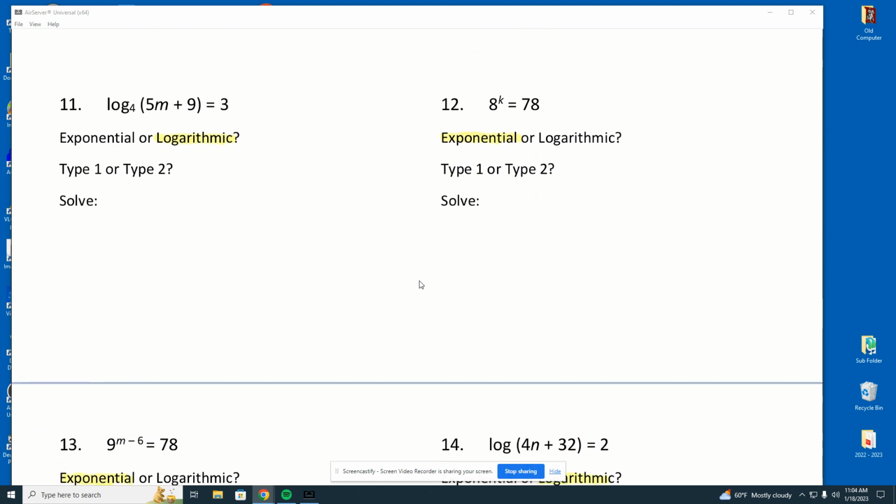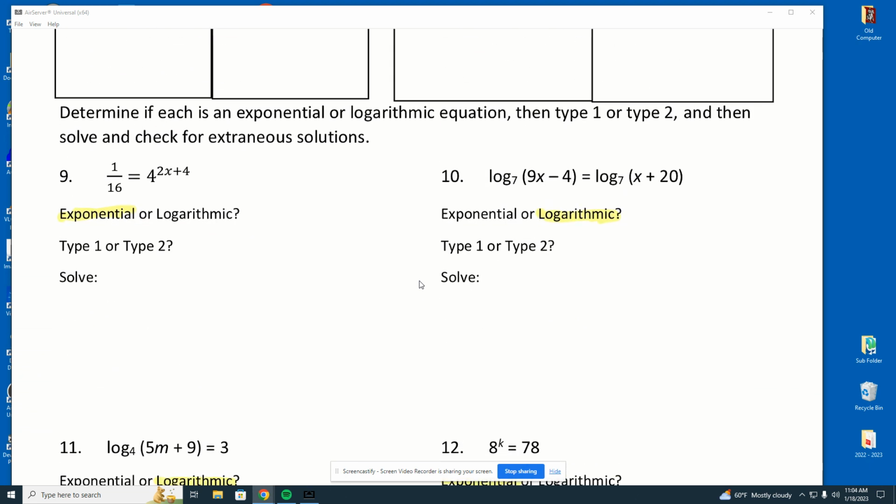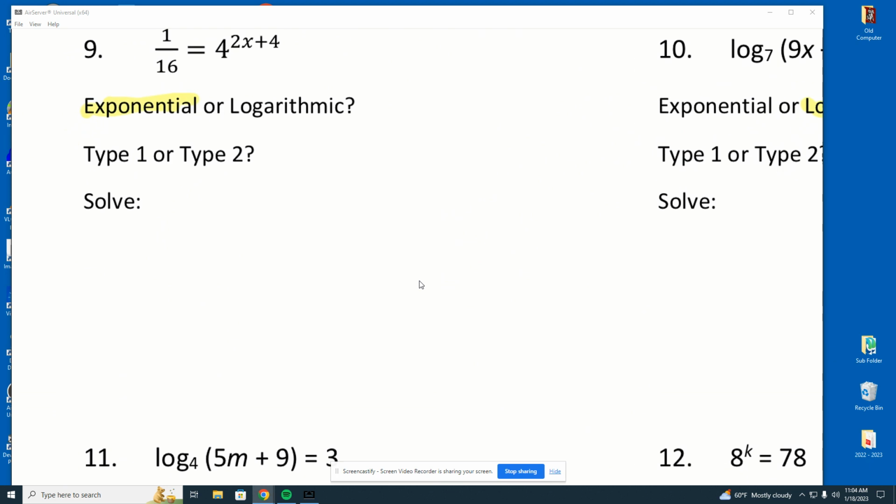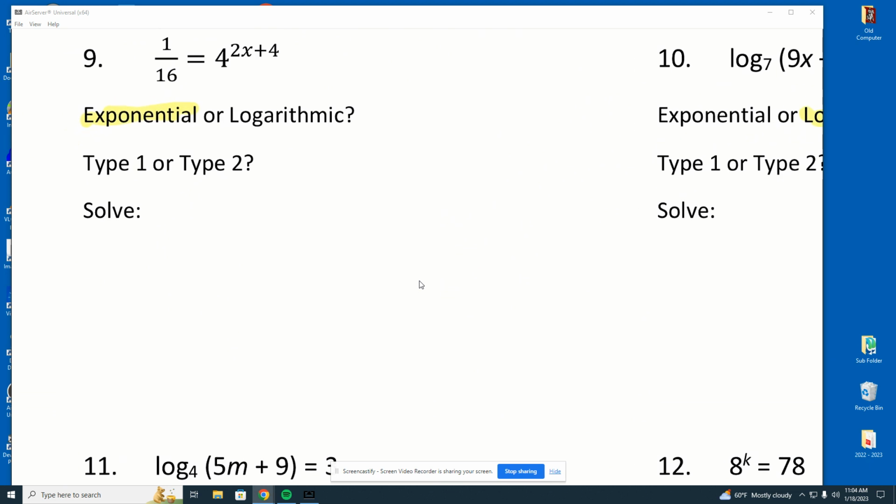All right, so let's start solving these. Now, number 9. It says type 1 or type 2. What do y'all think? Type 1? Yeah, I agree. Type 2? Yeah, I agree. Couldn't I do number 9 either way? I absolutely could. Okay? Number 9, I could do either way. So let me show you.